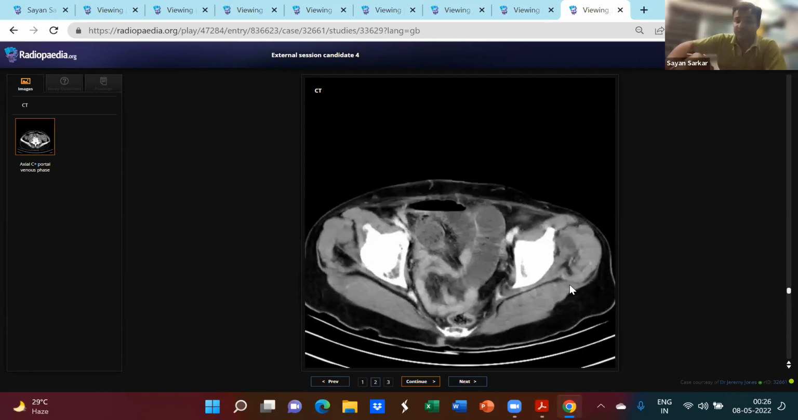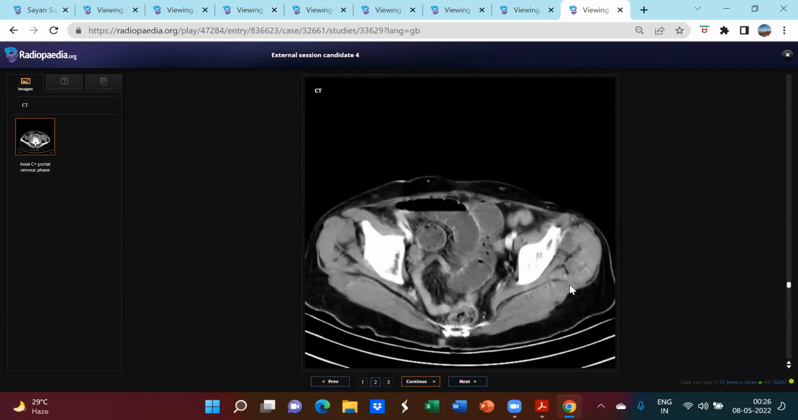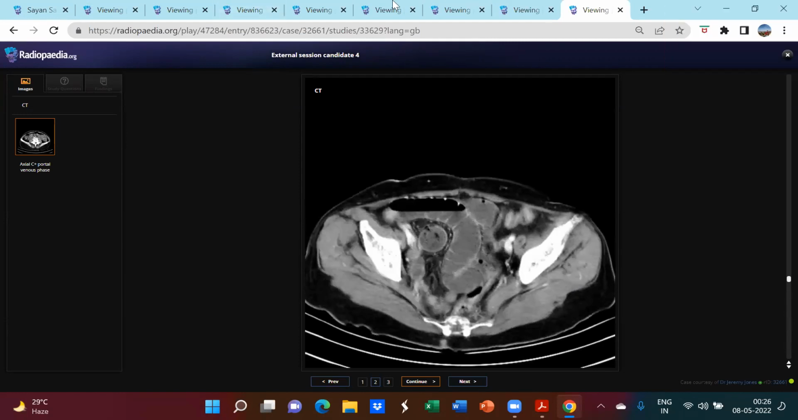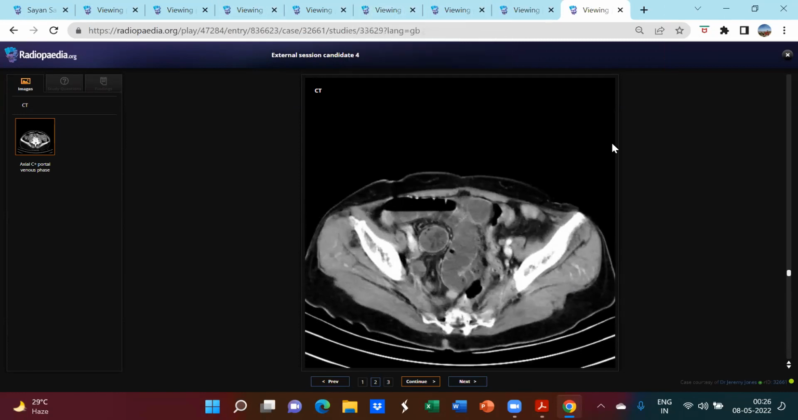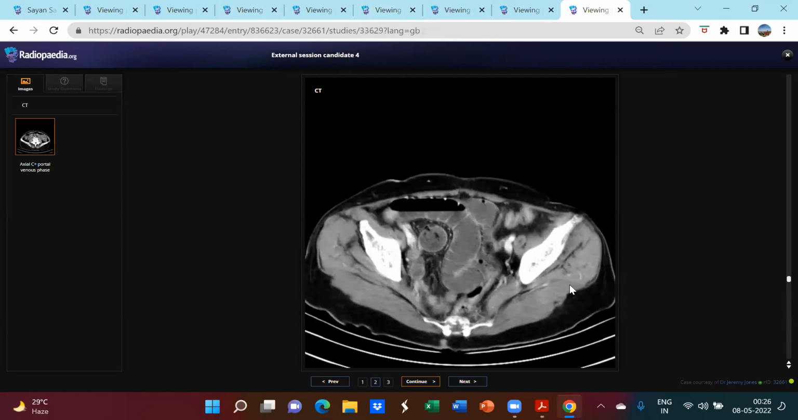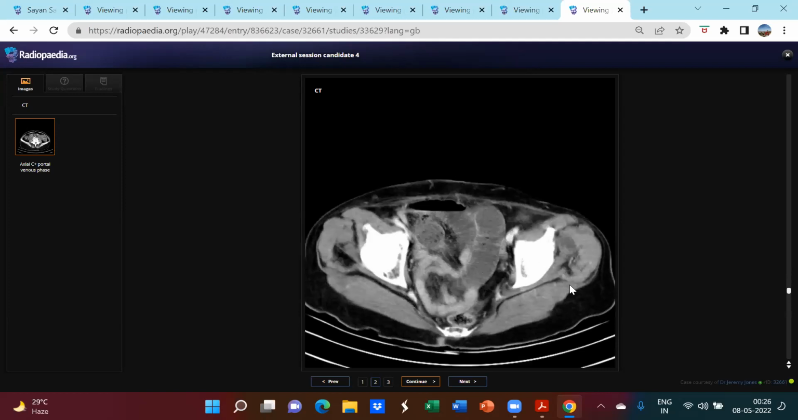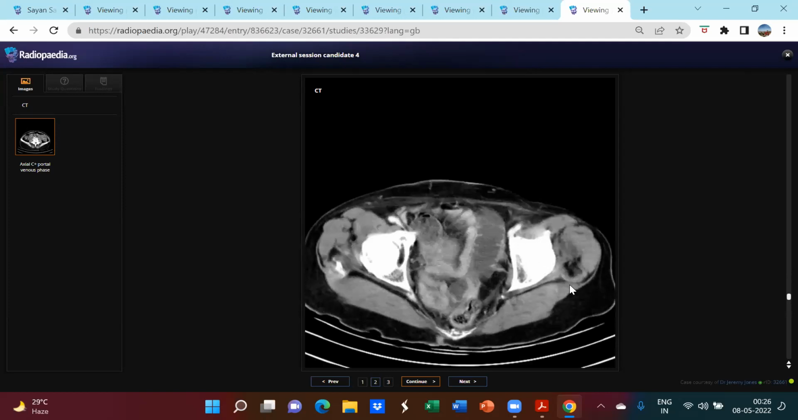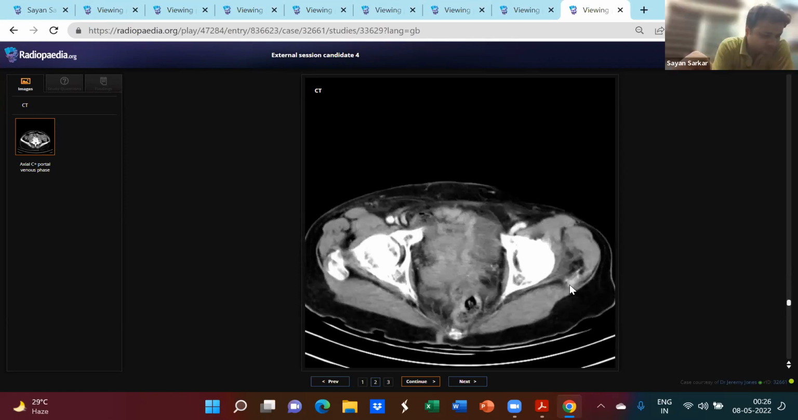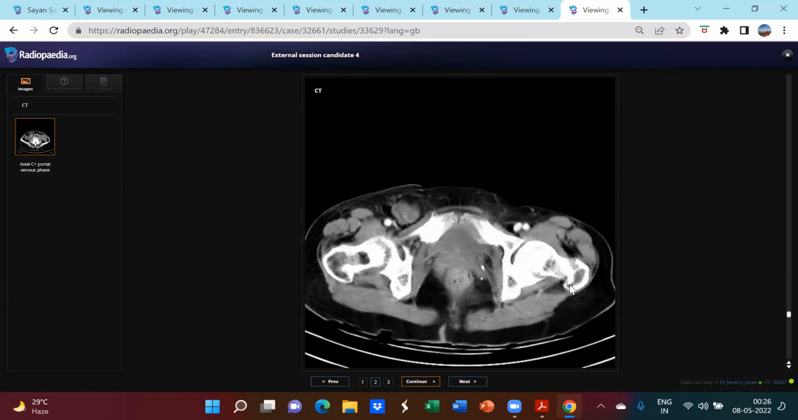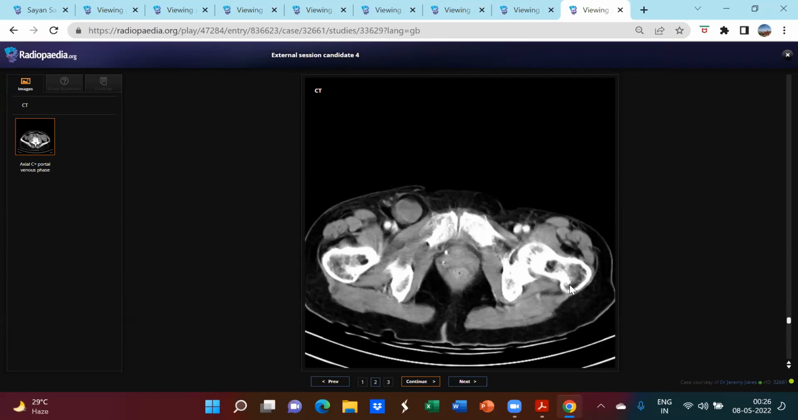What are the things that you would like to see from the images? I would like to see any signs of bowel perforation. For the hernia to be exact, I would assess if there is any fat stranding surrounding the hernia, if the hernia is incarcerated or strangulated, which would be a sinister sign. Okay, that's fine.